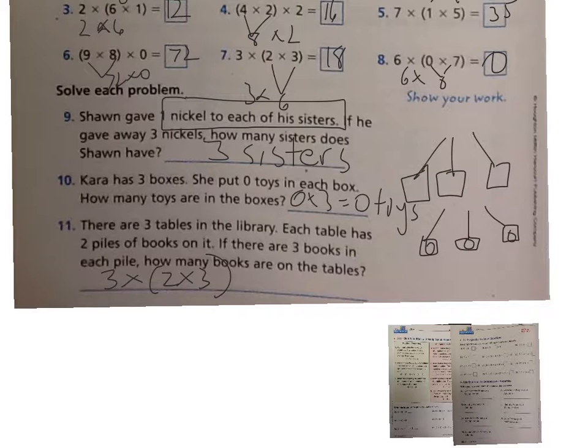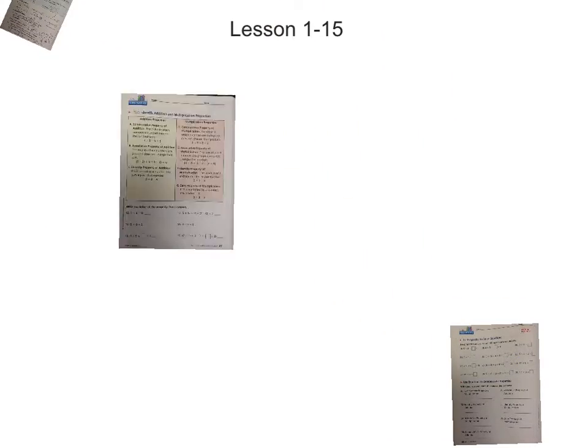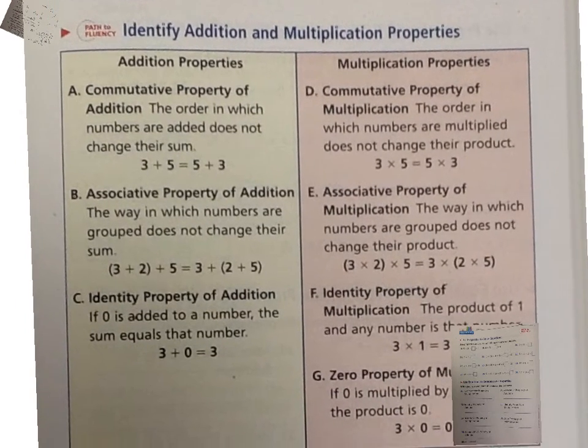You would have 3 tables, which that 3 would be represented there, and then you have 2 piles of books, 2 piles that have 3 books in each pile, so you have 3 times 6 then, which equals 18 books. Okay, let's get this page out of the way. Next page kind of goes over the properties.